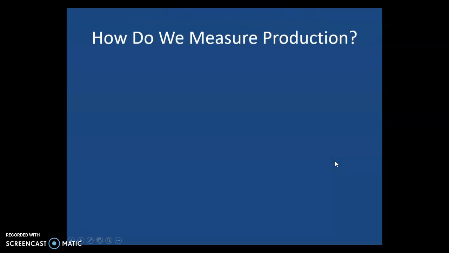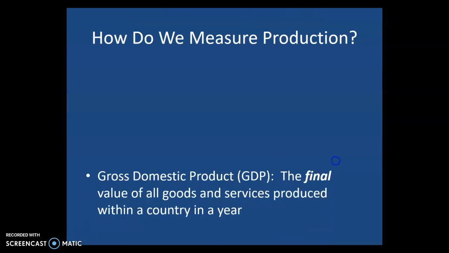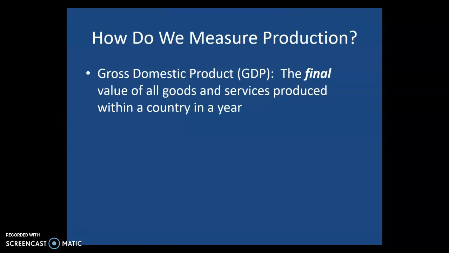How do we measure productivity or production? We do that through gross domestic product or GDP, which we've already discussed a few days ago. But I want to make sure that you get the definition of GDP down. It's the final value of all goods and services produced in a country in a year. Notice that I have the word final both highlighted in bold and italicized. So that's a very important word.